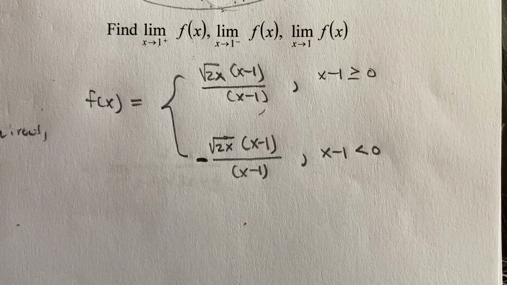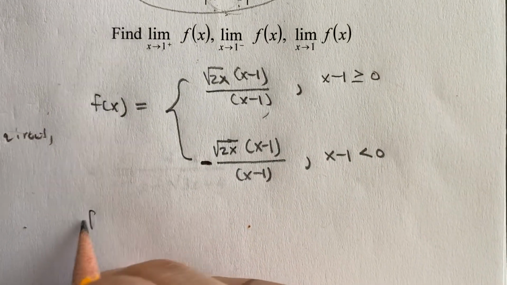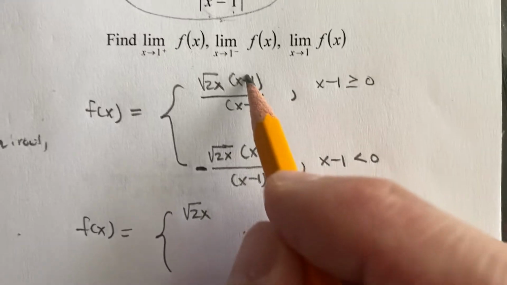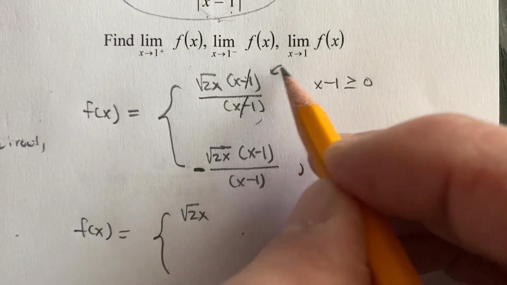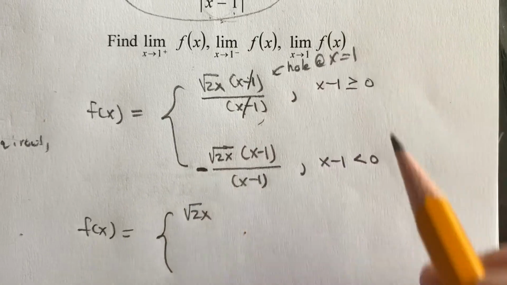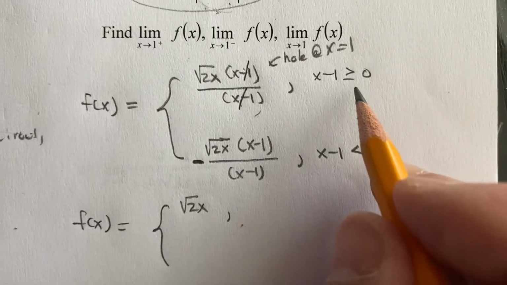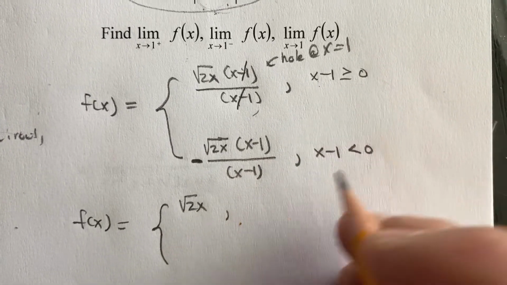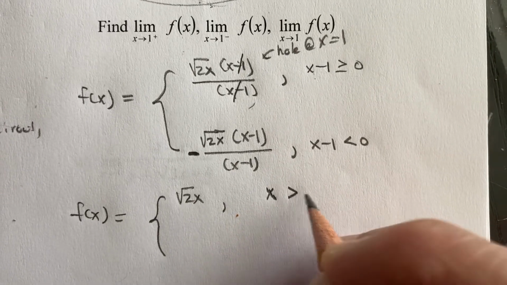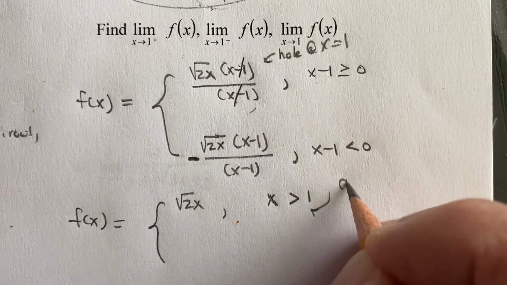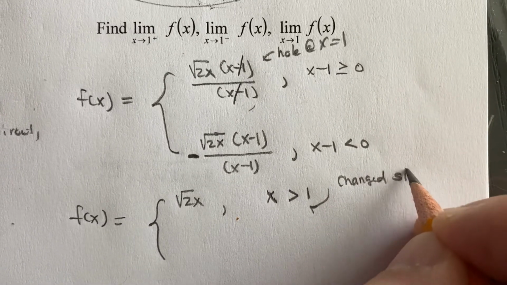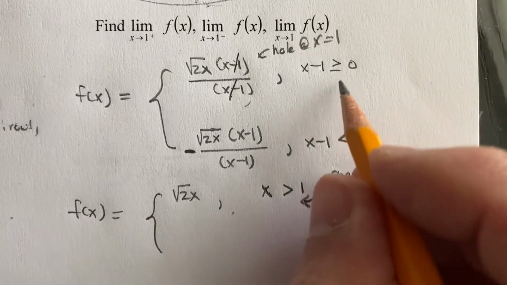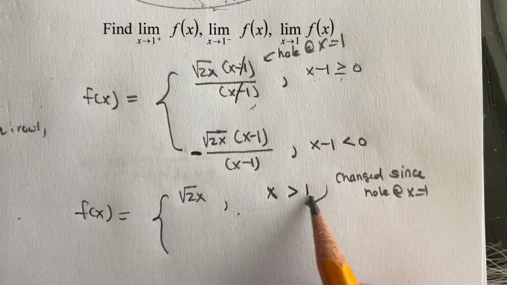And so I guess you could do it on the next line. When you cancel this out, this and this are going to cancel out. That means there's going to be a hole at x equals 1. Well, if there's a hole at x equals 1, if you solve for x on this domain right here, this will be x is greater than or equal to 1. You need to change it to x is greater than 1. Okay, this is changed since there's a hole at x equals 1. So no longer do I have the equal sign here. It's because there's a hole at 1.